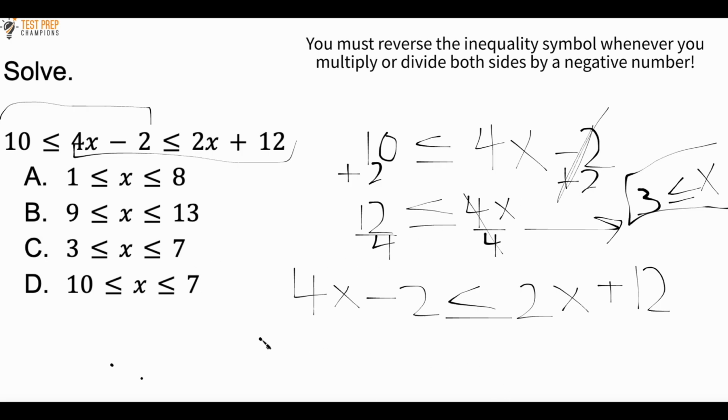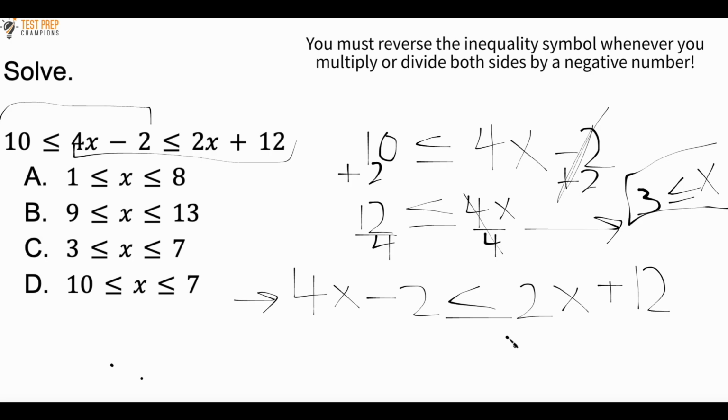So now let's come down here and let's handle our second case. 4x minus 2 is less than or equal to 2x plus 12. So here we've got 4x minus 2 is less than or equal to 2x plus 12. And we know that we're going to solve this exactly like we would if we had an equal sign here. But the only catch is that we have to reverse the inequality symbol if we multiply or divide both sides by a negative number.